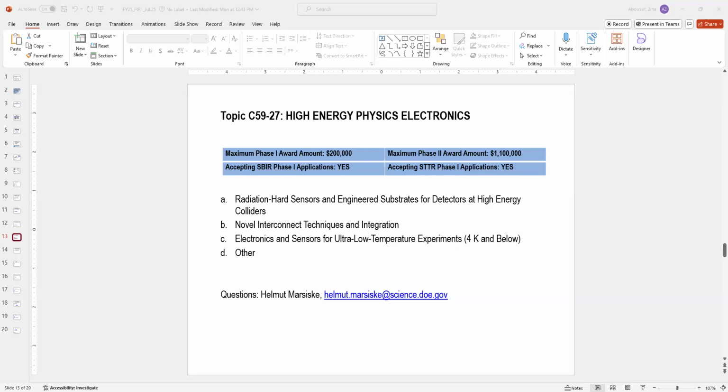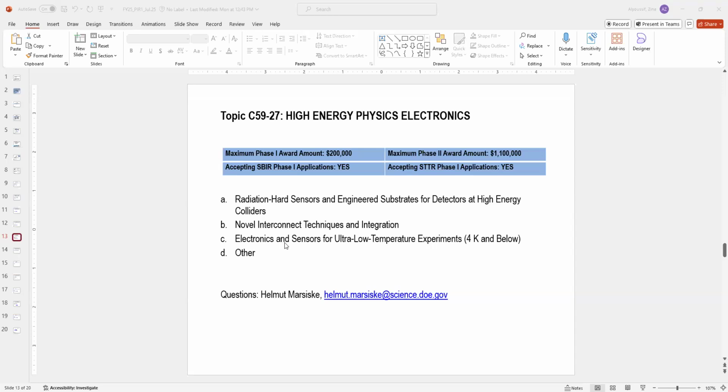Finally, subtopic C, electronics and sensors at ultra-low temperature experiments. These are experiments operating in the deep cryogenic regime, that is 4 Kelvin and below. We're looking to have computer-like power at the very front end in the 4K regime. So we're looking to build up logic structures, basically functional circuits and systems, to have processing power available in the deep cryo regime.